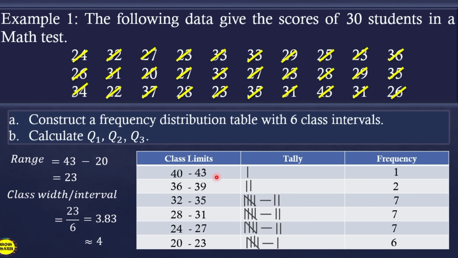So, ito muna ang unahin natin. Minsan class, binibigay na yung class limit saka yung frequency, hindi na natin kailangan magtali. So, mas okay yon, mas madali. Pero kapag ganito yung given, kailangan natin gawin muna yung frequency distribution table.